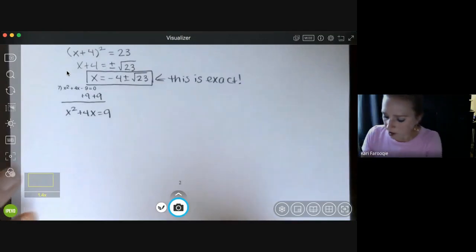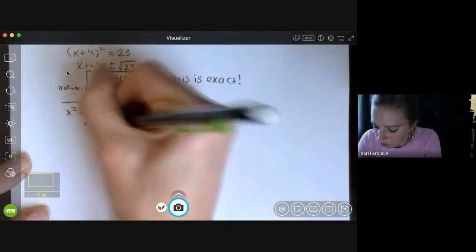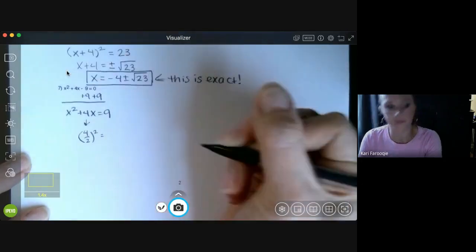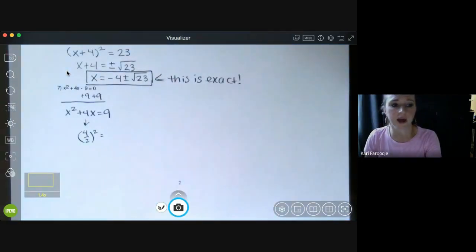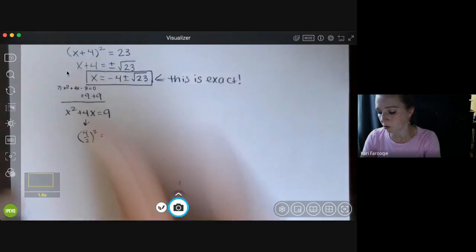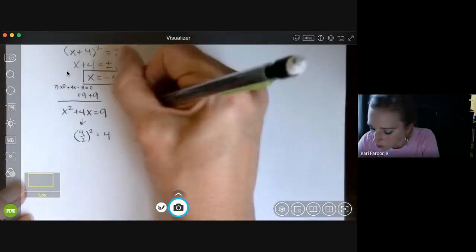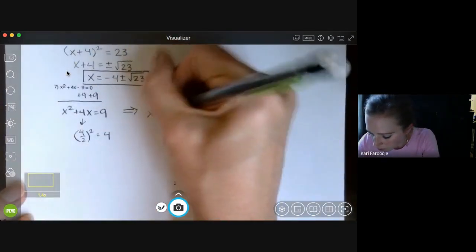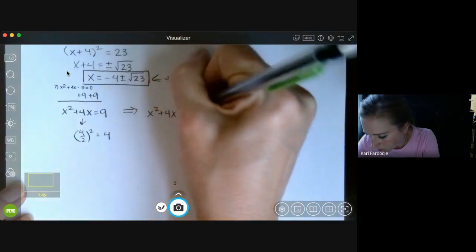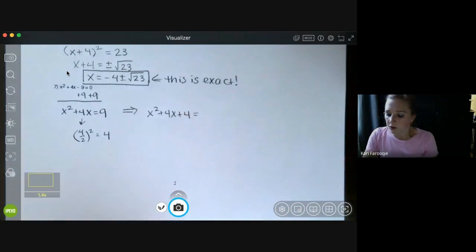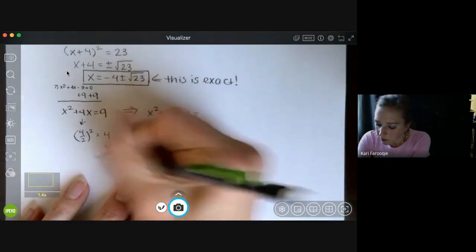Let's go ahead and complete the square on the left-hand side. We'll do this by taking half of the coefficient of x and squaring it. Half of 4 is 2. 2 squared is 4. This is a quantity that you're going to see quite a bit. When you want to turn this into a trinomial, you're going to get x squared plus 4x plus 4. So we're adding this to both sides.